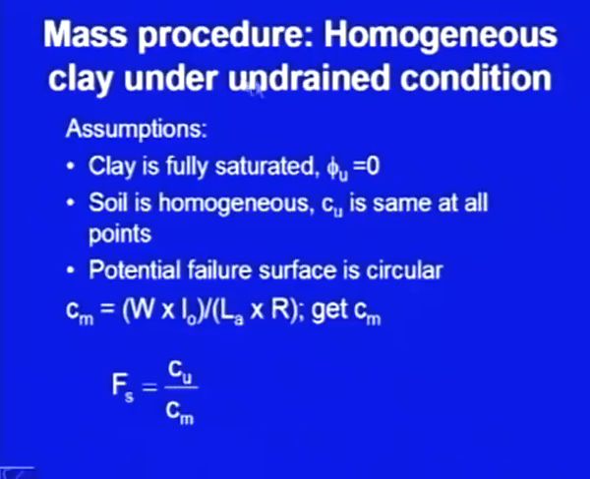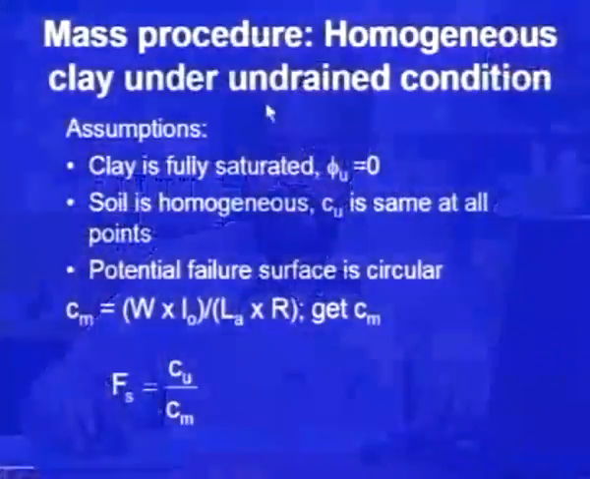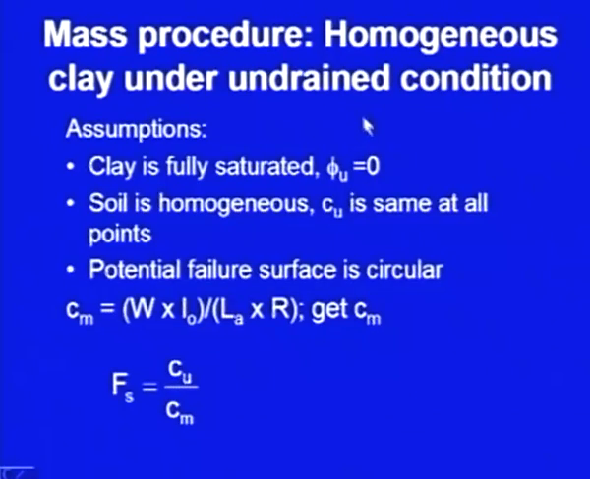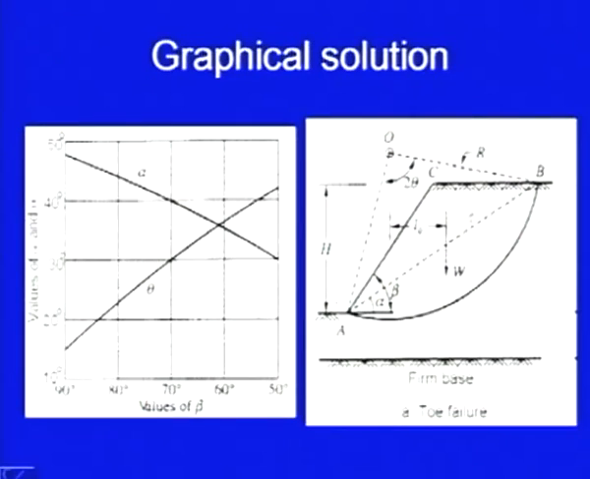In the mass procedure, we had taken the first case. It was homogeneous clay under undrained condition. The slope was having clay which is assumed to be fully saturated, that means phi u was 0, soil was assumed to be homogeneous, Cu was the same at all the points on the failure surface, and the potential failure surface was assumed to be circular. The method of analysis included finding out the moment which is trying to rotate this slide.